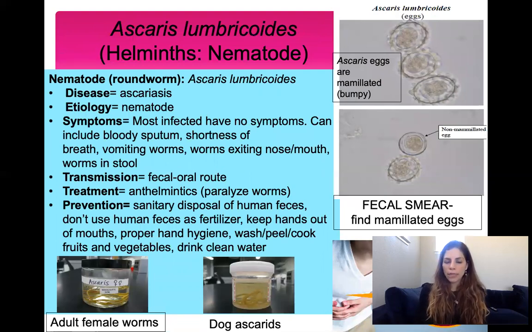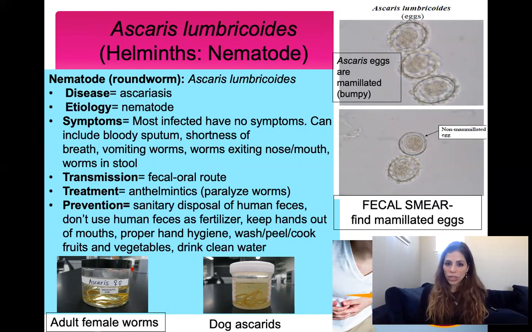This is a nematode, and it causes the disease ascariasis, and the symptoms are usually bloody sputum. It causes shortness of breath, it can cause vomiting, and can affect the intestines, definitely leading to very bad intestinal pain. It's transmitted fecal orally, meaning it comes out in the feces. Someone doesn't wash their hands, or you eat food or water contaminated with this nematode, the Ascaris.